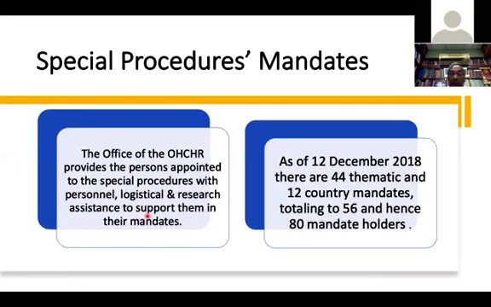Now, we have today 56 mandates in all. 47 of them are thematic, 12 are country mandates. And with the working groups, there are totally 80 mandate holders, for whom the Office of the High Commission serves as a secretariat to provide personnel. So they have their assistants there, logistical support, research assistants. They are not paid. They are experts. They are not paid. Their costs alone are paid.